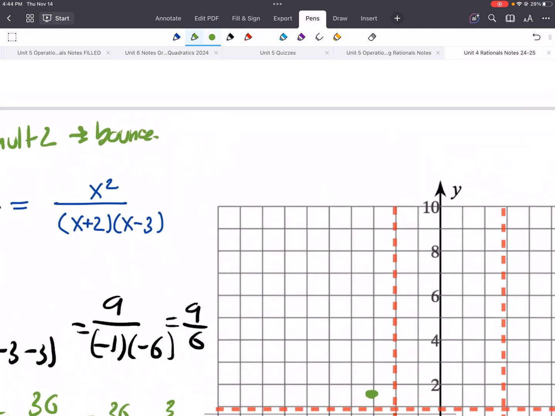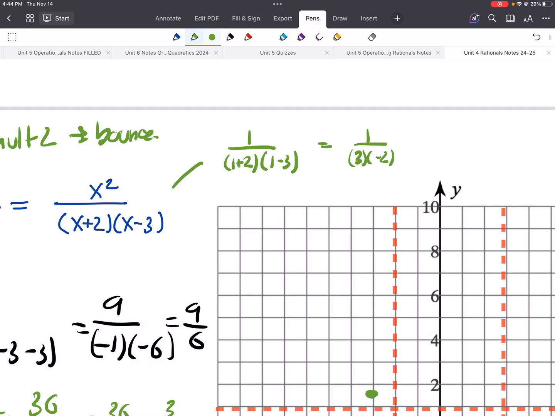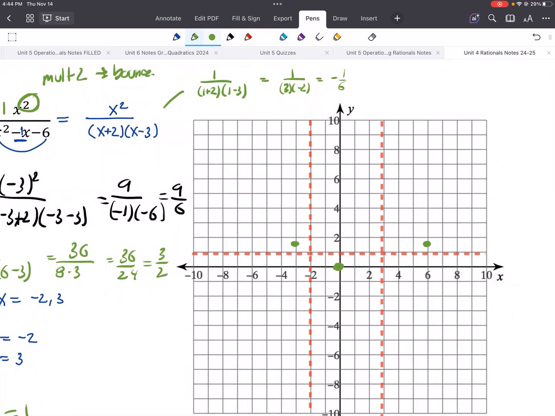So over here, I'm going to plug in 1. So 1 squared is 1 over 1 plus 2 and 1 minus 3. So we'd end up getting 1 over 3 times negative 2. So that is negative 1/6. So that means that this point has to be below that horizontal asymptote, or the x-axis. Okay, and we know it's going to bounce. So it has to come back down on both sides.